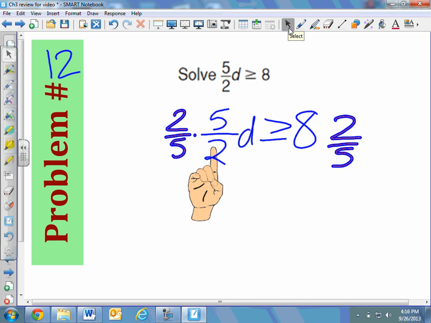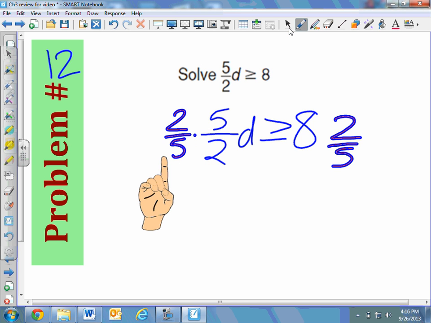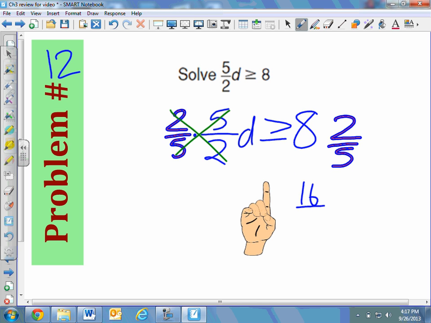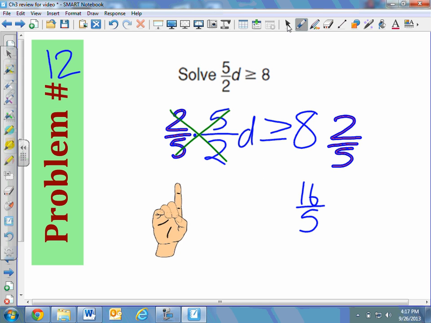Because guess what these 2's are going to do? And guess what these 5's are going to do? They're going to cancel. And over here, 8 times 2, put that on top. 16. And underneath, put the 5. And guess what? That's your answer.